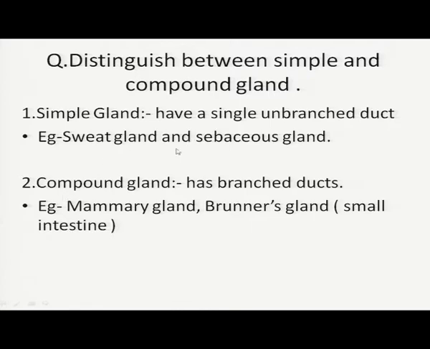Distinguish between simple and compound gland. Simple glands have a single and unbranched duct. Already I have given you the example, sweat gland and sebaceous gland. Compound gland has branched ducts. For example, mammary gland, Brunner's gland. Brunner's gland is seen in the small intestine.